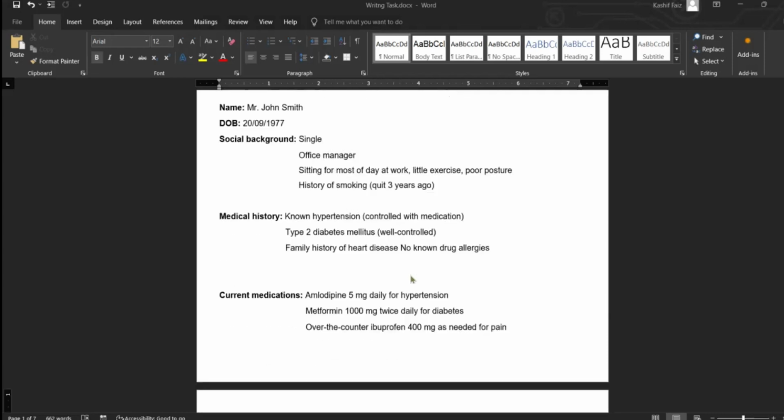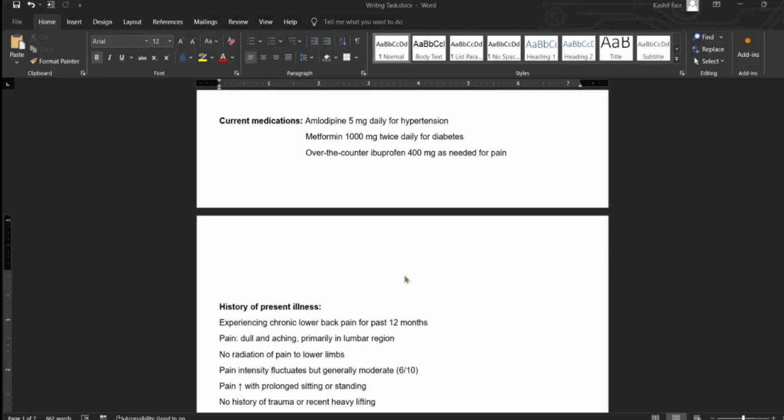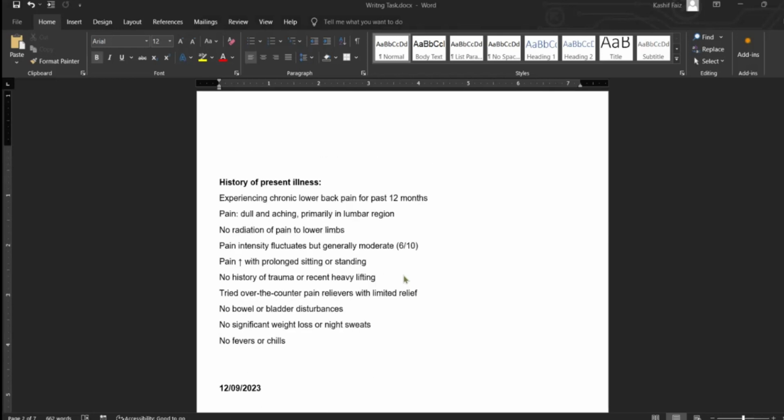Now that you have mentioned the purpose, that Mr. John Smith has been experiencing chronic back pain, in the next paragraph, what will you write, what will you mention? The investigations we have done, where we find out why he is getting chronic severe backache.